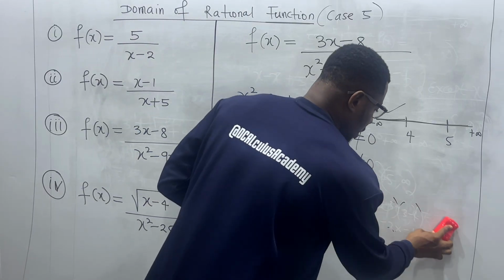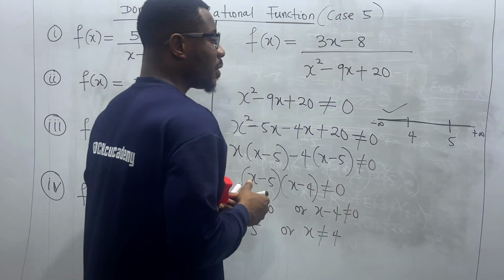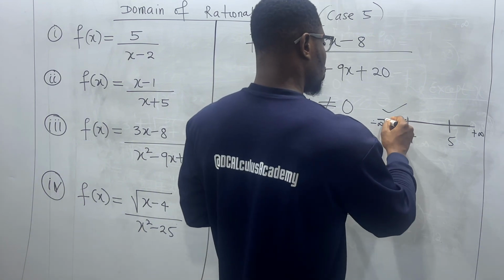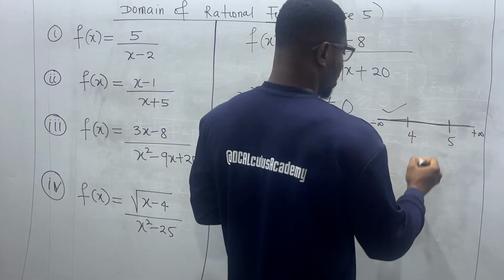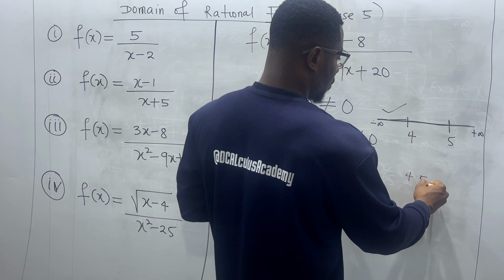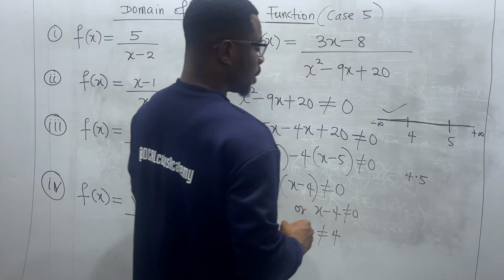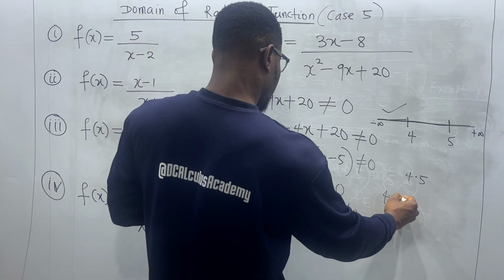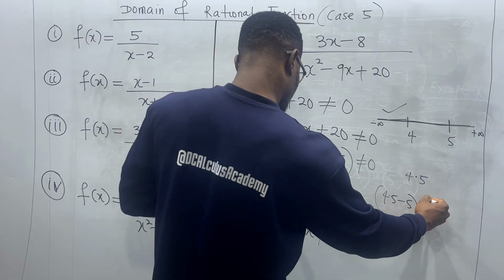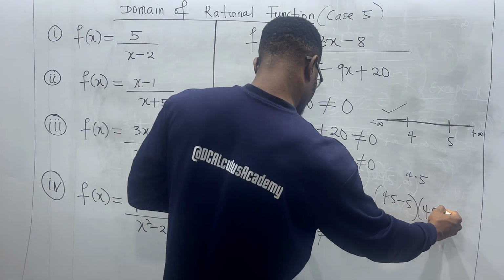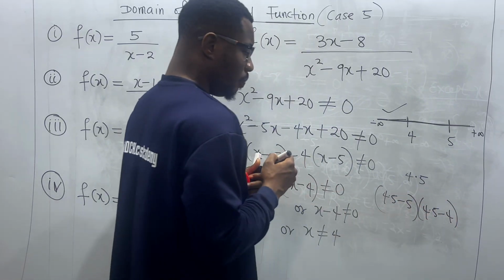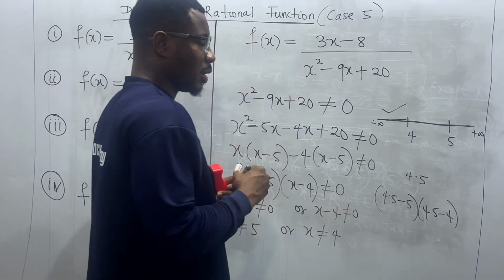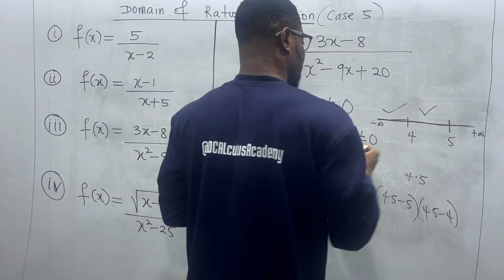Now let's try again. Let's try between 4 and 5. Let's say we have 4.5. Let's use 4.5 for instance. I'll be having 4.5 minus 5 into 4.5 minus 4. Obviously, the product between these two does not give me 0. So this guy is also accepted.